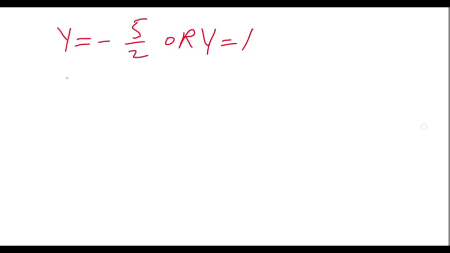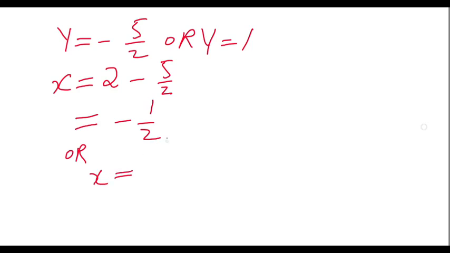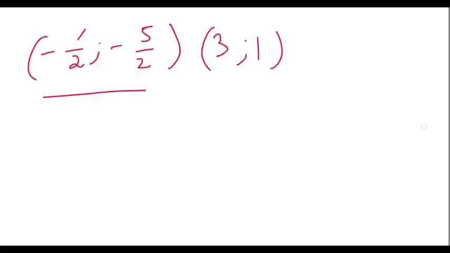Now I substitute back into equation number 1 to get the x value. So x is equal to 2 plus negative 5 over 2. The answer is going to be negative 1 over 2. Or for the other, I put positive 1 in place of y, so 2 + 1 becomes 3. So I'm going to write the ordered pairs (x, y): x is negative 1 over 2 and y is negative 5 over 2, and when x is positive 3 and y is positive 1. So this is my final answer.